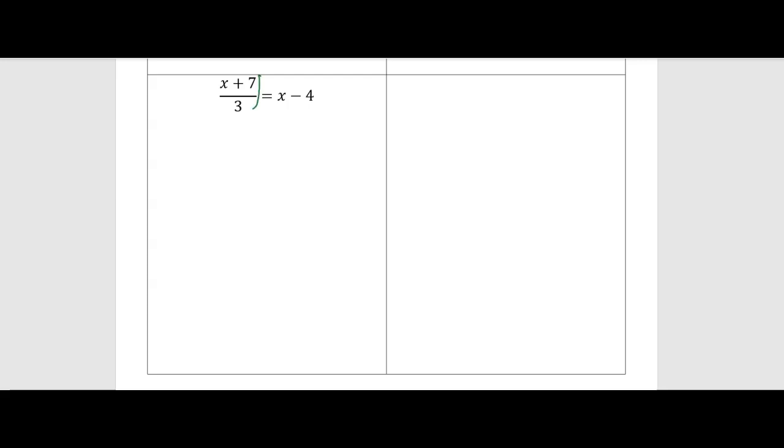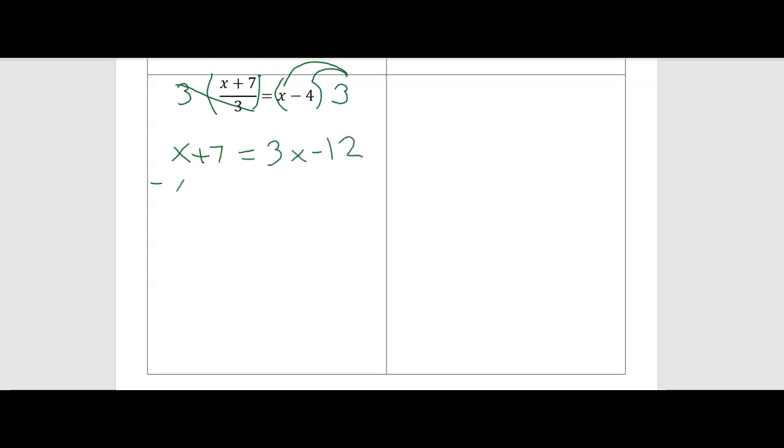To do that, we're just going to multiply both sides by 3. It is very important that you put parentheses around your right-hand side because you are multiplying the entire side by 3, not just the first or the second term. Once that happens, I end up getting x plus 7. I need to distribute this 3. Is equal to 3x minus 12.